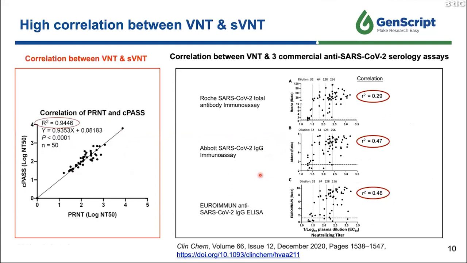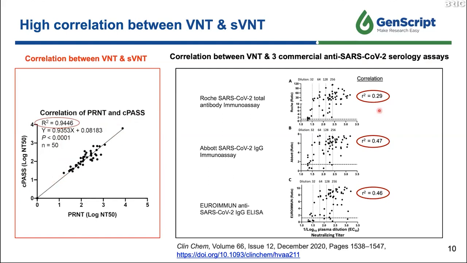So how does the SVNT technology compare against the gold standard cell-based virus neutralization test? Here I would like to share the correlation data. As shown here, cPass is the commercial name for the SVNT. We show that the results obtained from cPass and the PRNT, which is the cell-based virus neutralization test, are highly correlated. We were able to obtain an R-squared value equal to 0.9446. And this R-squared value is considered very high in any biological system.